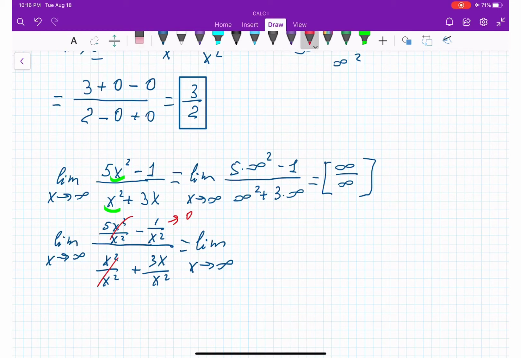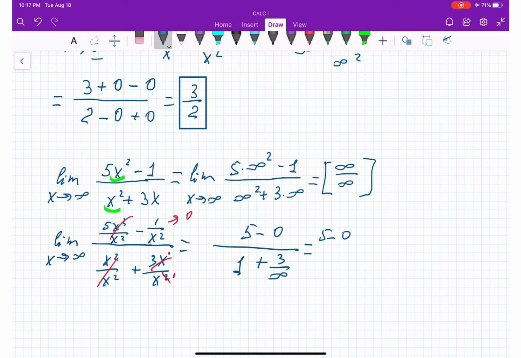So x is gone, and here I will have only x, because the degree 2 minus 1 is going to become 1. And I am getting here 5 minus 0. Well, since I'm plugging in infinity, let's take it off the limit. So at the bottom, I have x squared over x squared, it's 1, and then plus 3 over infinity, right? Which is going to be also 0. And the result is 5 minus 0 over 1 plus 0, and the answer is 5 over 1.